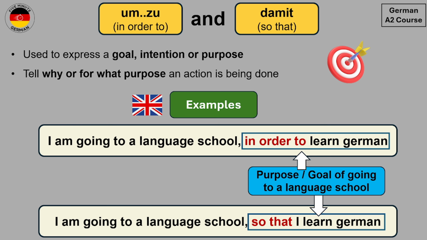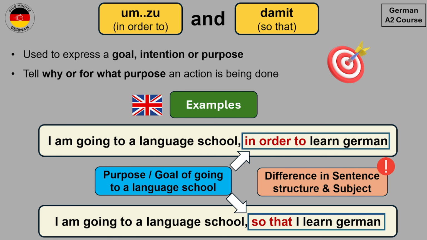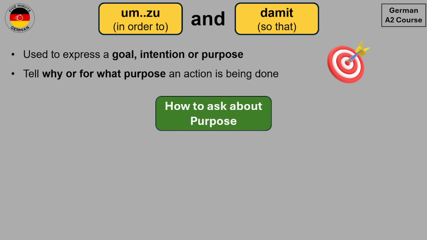Now you see that both um zu and damit express a purpose or a goal. However, there is a difference in the sentence structure and subject when we use them in German. And that is what we are going to take a look at right now. But before that, let me tell you different ways in how you can ask about the purpose. Now there are different ways to ask about the purpose in German.